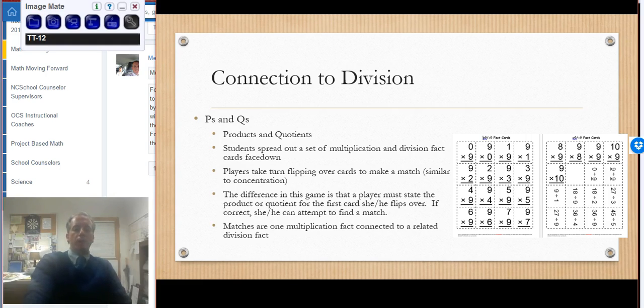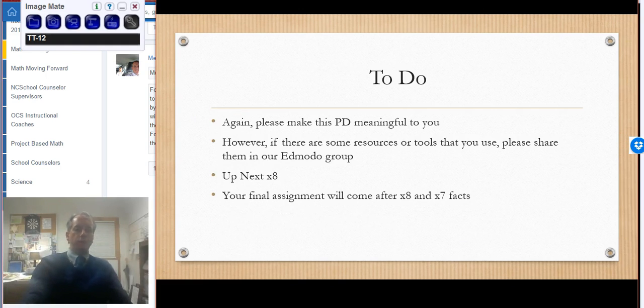And finally, minding our P's and Q's, not our pints and quarts in this case, but our products and our quotients. So we're going to spread out multiplication and division facts all face down. Players are going to flip over their cards to make a match, right? So similar to concentration, except now I've got to state the product or the quotient for the first one I flip over, and if it's correct, then I'm flipping over one of the others, and the idea is to match the division statement with the multiplication statement. So I've got to know the answer, and then I can try to find the match for it.